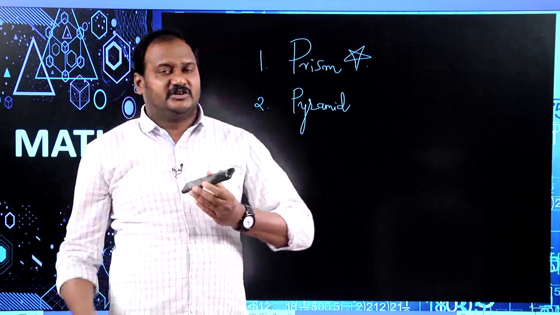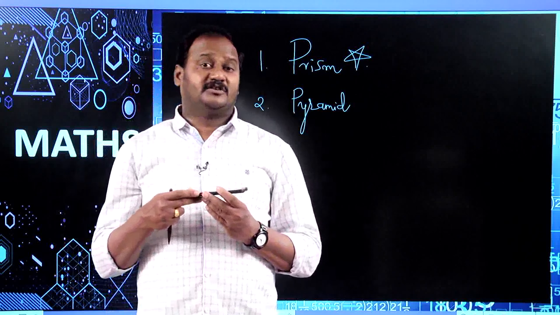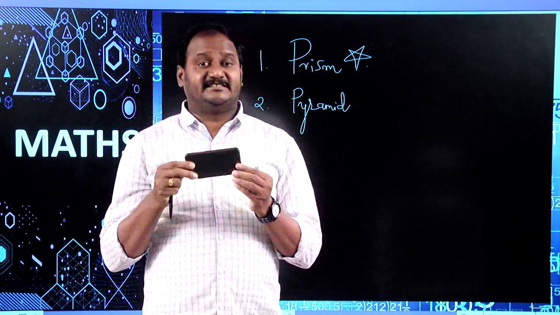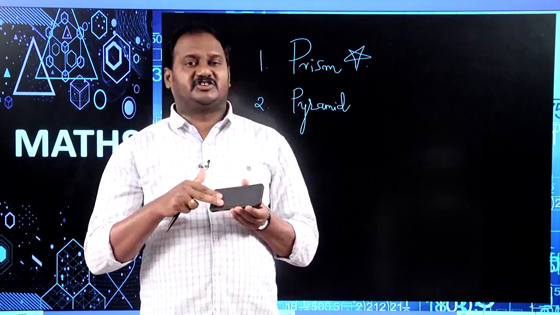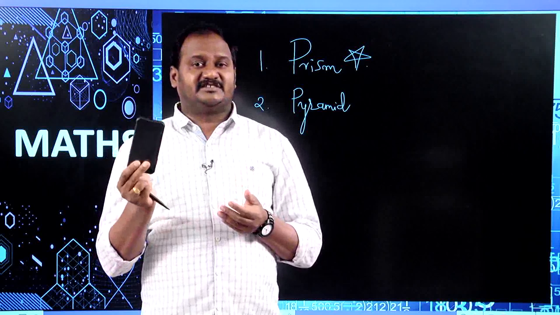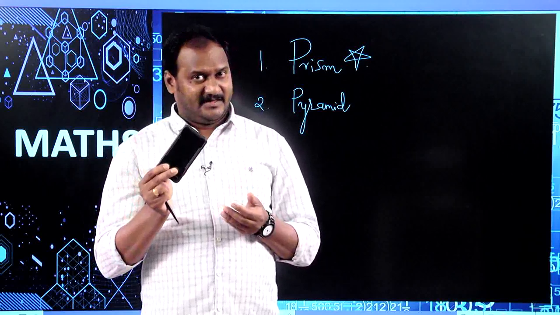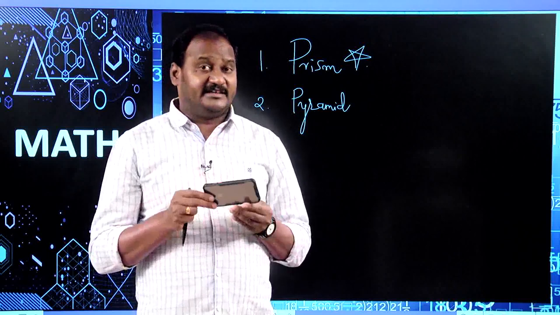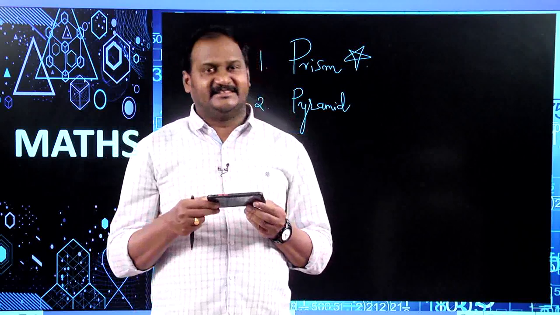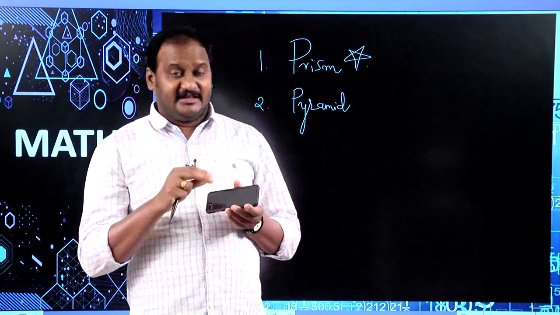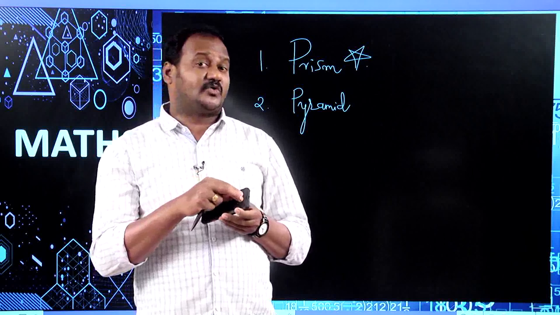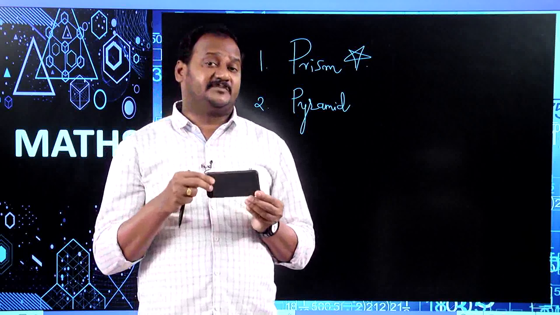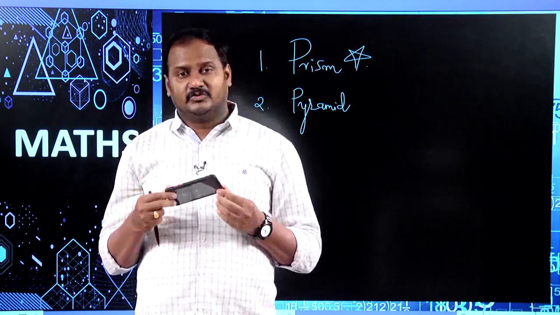You understand? So, what are the different types of prisms? We have the rectangular prism. Rectangular prism means the base is a rectangle. See, this is a base. If the base is a rectangle, the prism is a rectangular prism. If the base is a triangle, it is a triangular prism. The other name of the rectangular prism is a cuboid. And if the base is a square, then you can simply call it a cube, right?